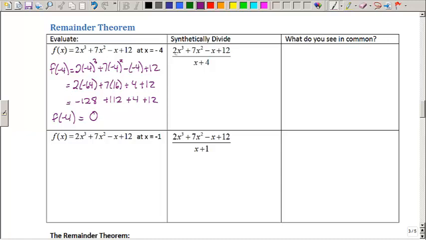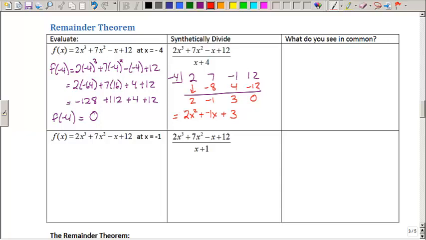Next, I want you to synthetically divide 2x cubed plus 7x squared minus x plus 12 divided by x plus 4. So inside my division bar, I'm going to put the opposite of +4, or -4, and then all of the coefficients of the numerator, or dividend. Drop my 2, multiply to get -8, add down you get -1. Multiply to get +4, add down you get 3. Multiply to get -12, add down you get 0. So my answer would be 2x squared minus 1x plus 3 plus no remainder.